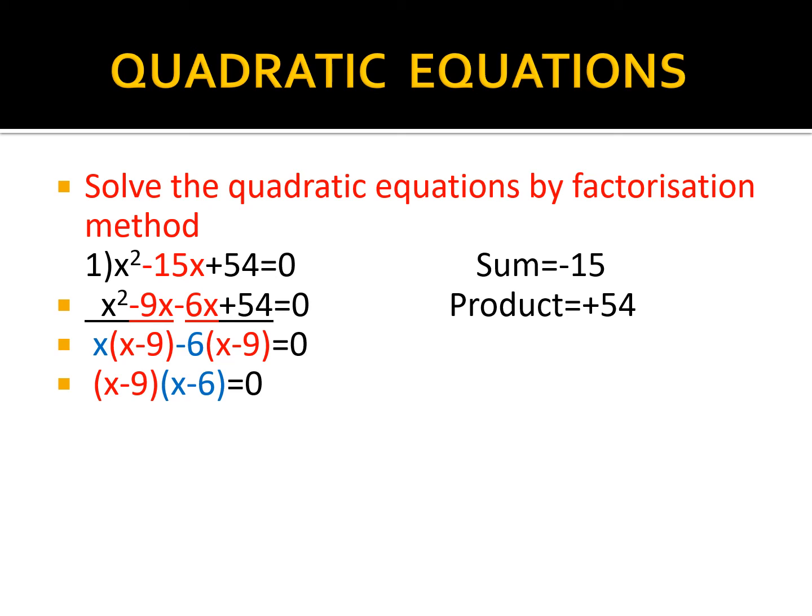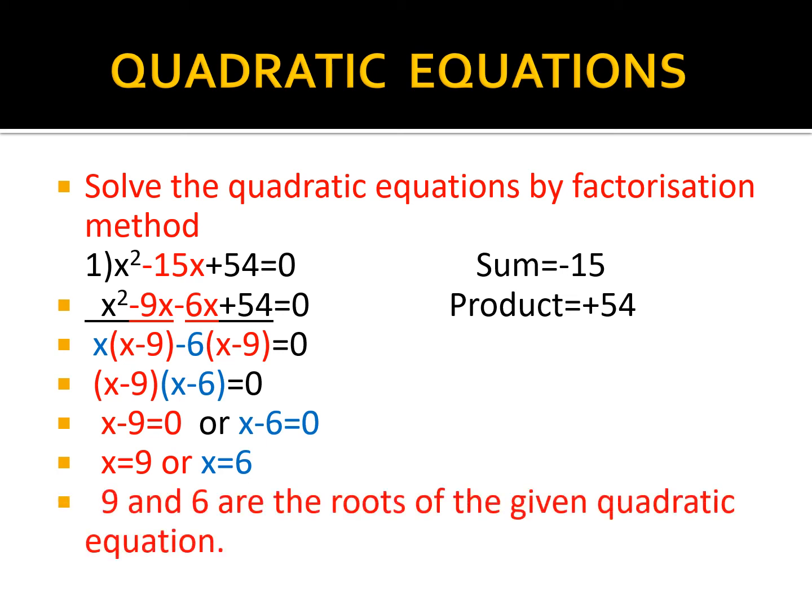When we multiply any two terms to give 0, it means either of the two terms is equal to 0. That is, x minus 9 is equal to 0 or x minus 6 is equal to 0. When x minus 9 is 0, then x is equal to 9. When x minus 6 is 0, then x is equal to 6. Therefore, 9 and 6 are the roots of the given equation.